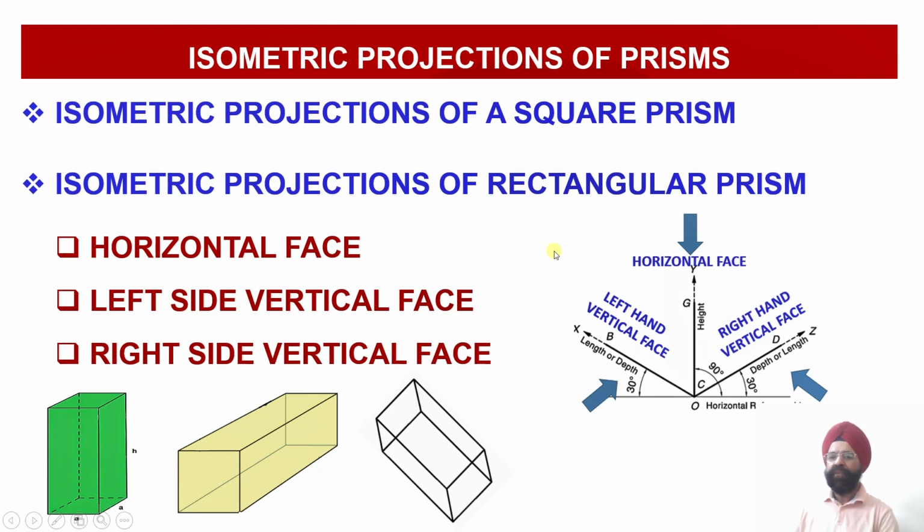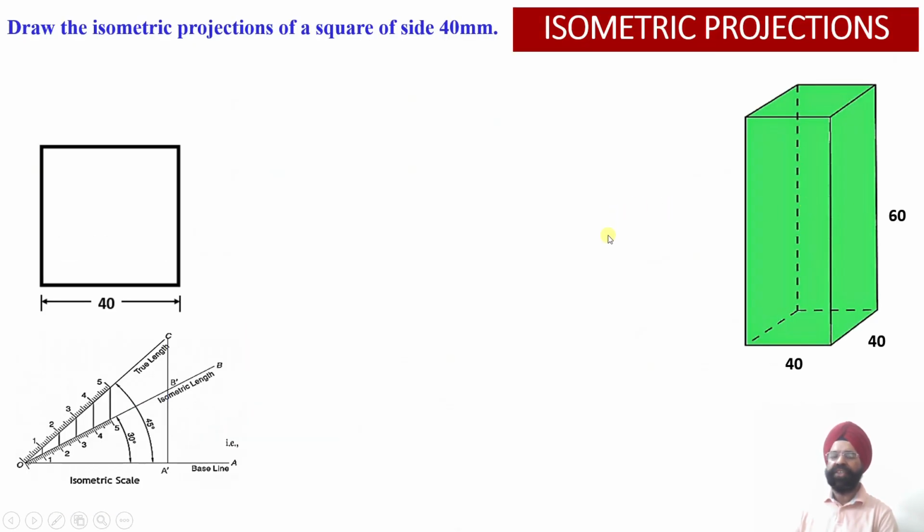So this way we are going to discuss 6 cases. So 3 orientations for the square prism and 3 orientations for the rectangular prism we are going to discuss in today's lecture. So let us start with the first orientation, that is the horizontal face orientation.